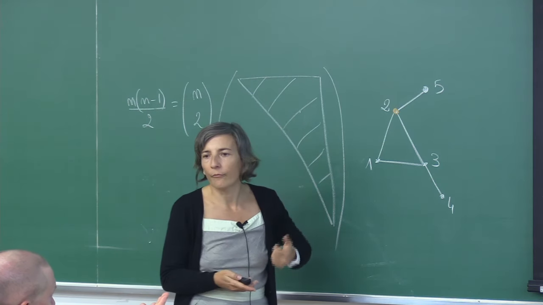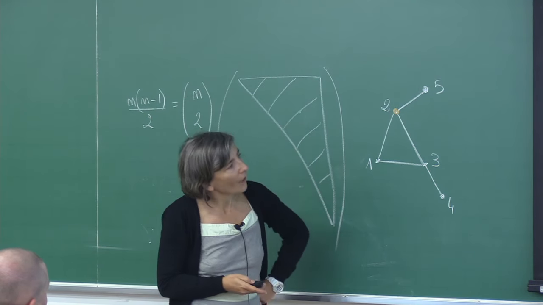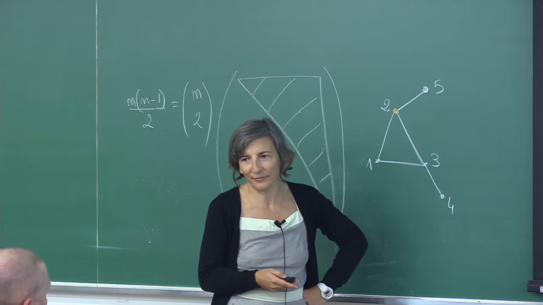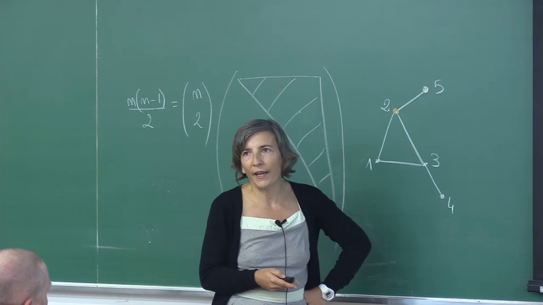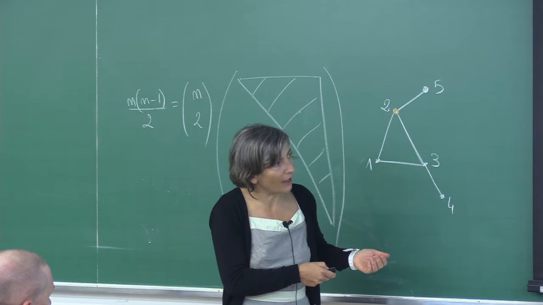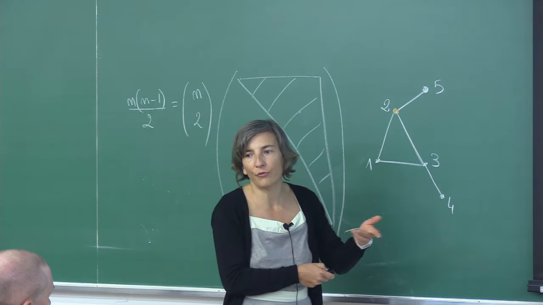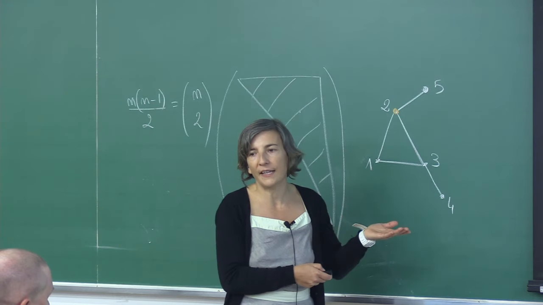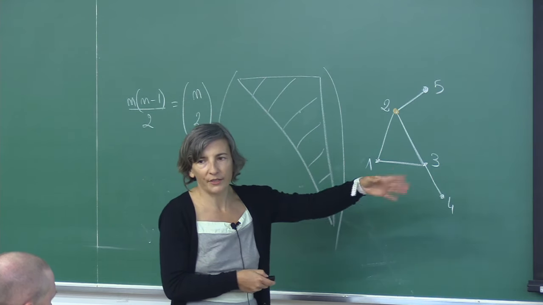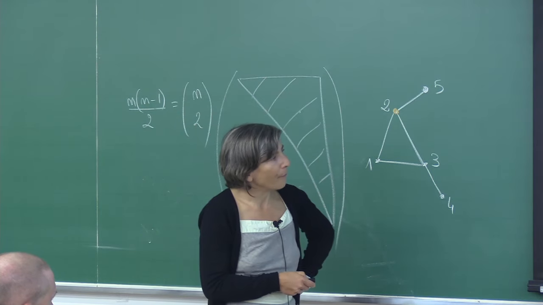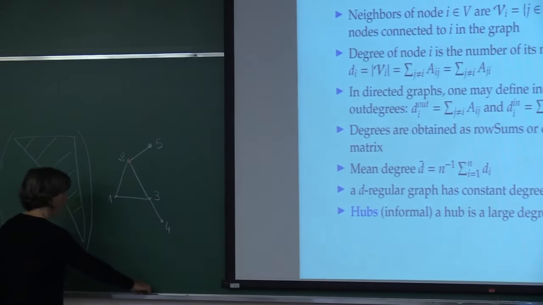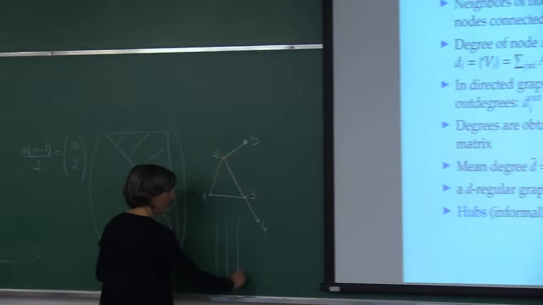But the sum of degrees will be 2 times the number of edges, no? Yeah, so that's another way of looking at it. You're right, but since you divide by n, and not by n times n minus 1 divided by 2, that's different from the density. Yeah. I think that appears later, but I'm not sure yet. Okay, a d-regular graph has a constant degree. This is the case, for instance, if you consider an infinite grid.